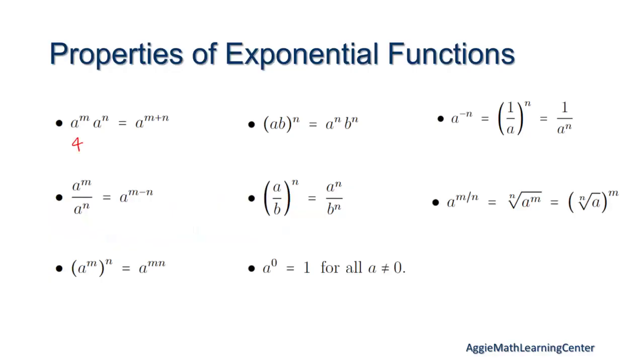What if I had 4 to the 2 times 4 to the 1? That's the same as 4 to the 3. 2 plus 1 is 3. What if I had 3 and 2 to the 4? That's the same as 3 to the 4 times 2 to the 4. And then we've seen this one a lot. I just wrote the same thing. What if I had that? I can write it lots of different ways.